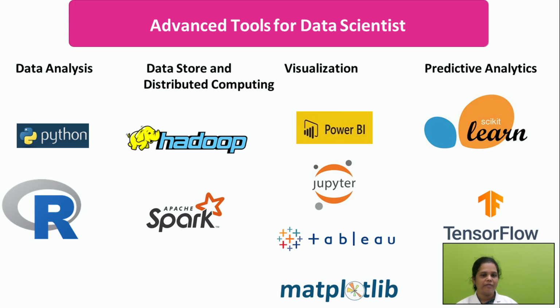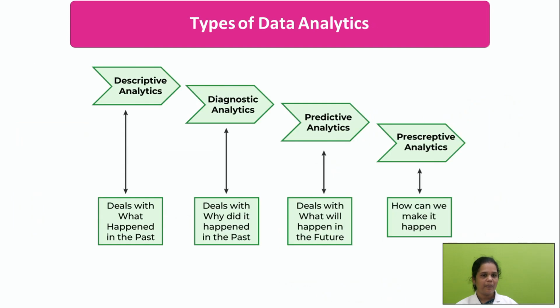Each tool has its own set of properties which will be helpful in calculating with large sets of data. The next one is the types of data analytics. Data analytics we can group into 4 types. The first one is descriptive analytics, the second one is diagnostic analytics, the third one is predictive analytics, and the fourth one is prescriptive analytics.